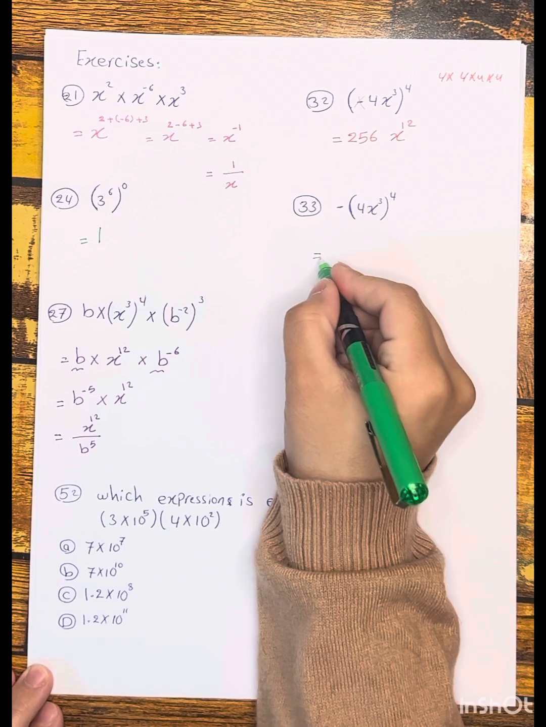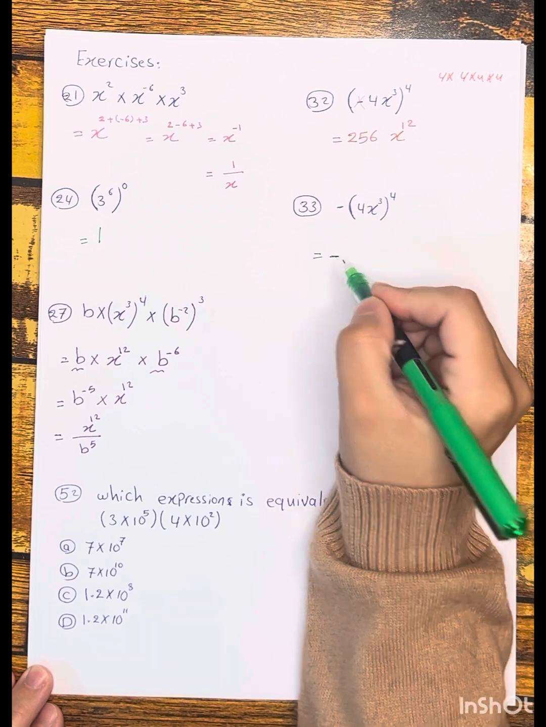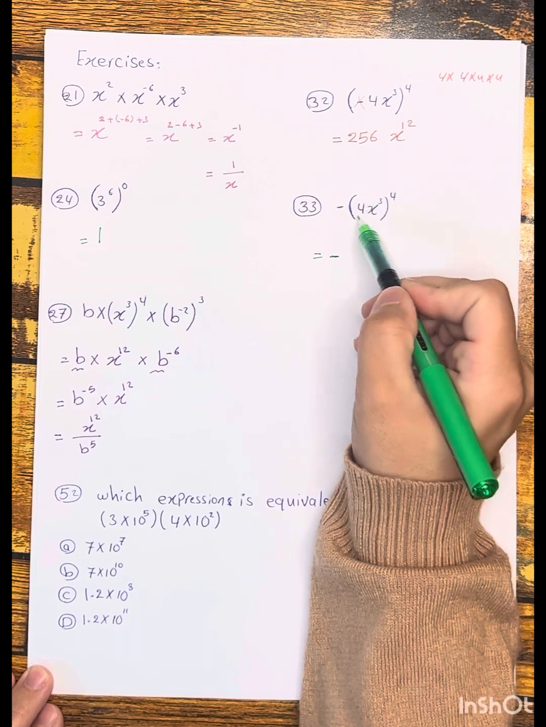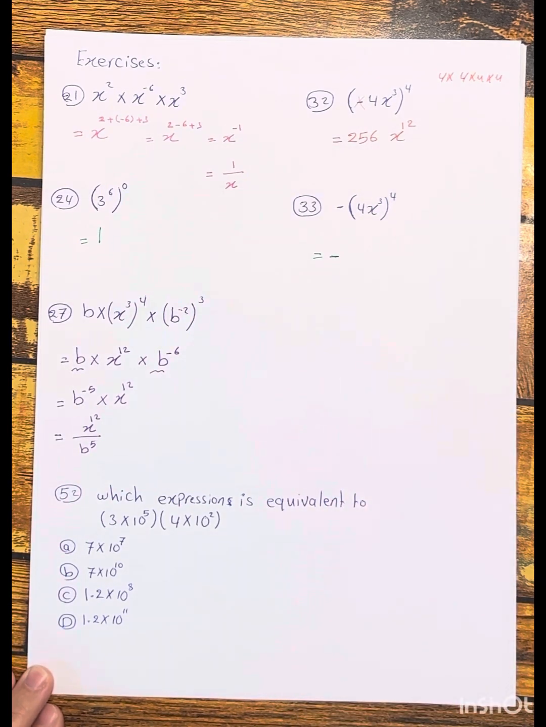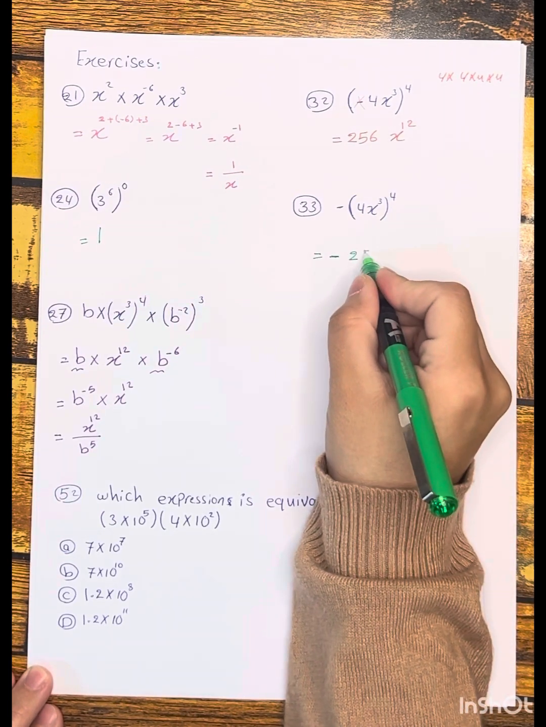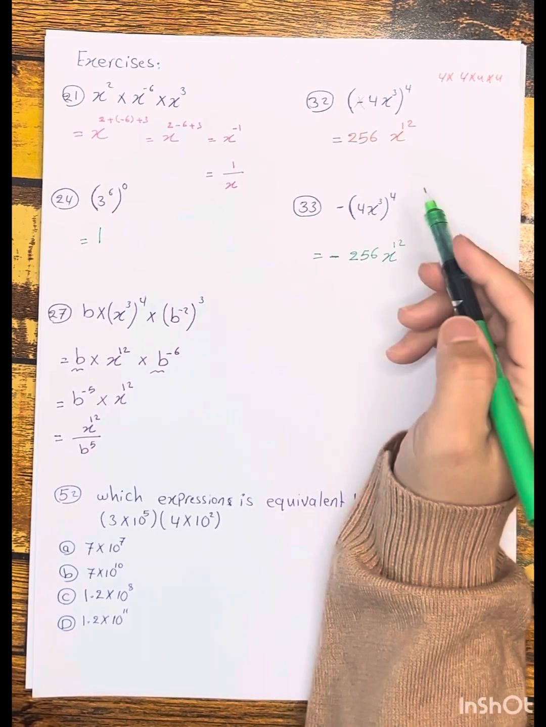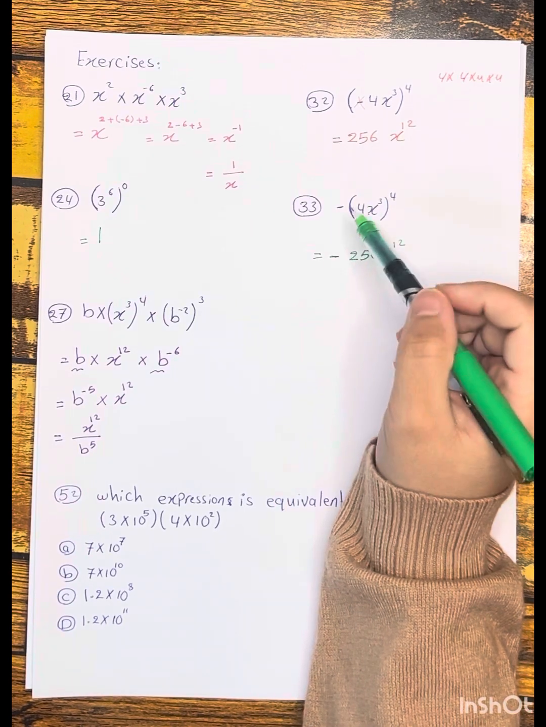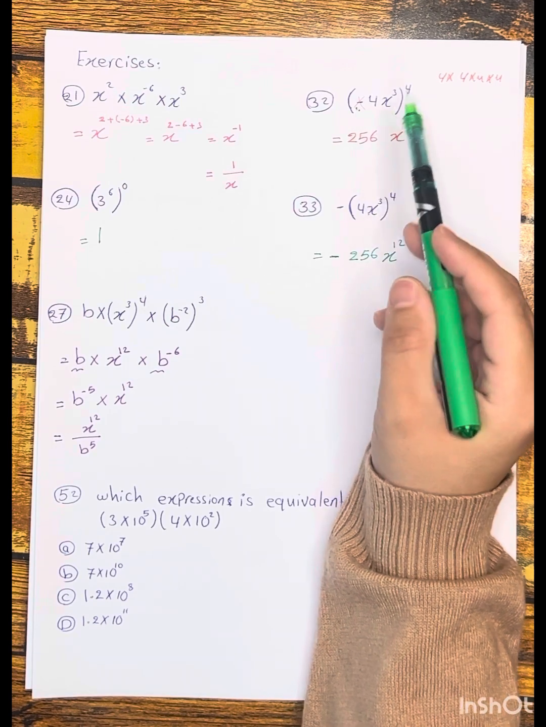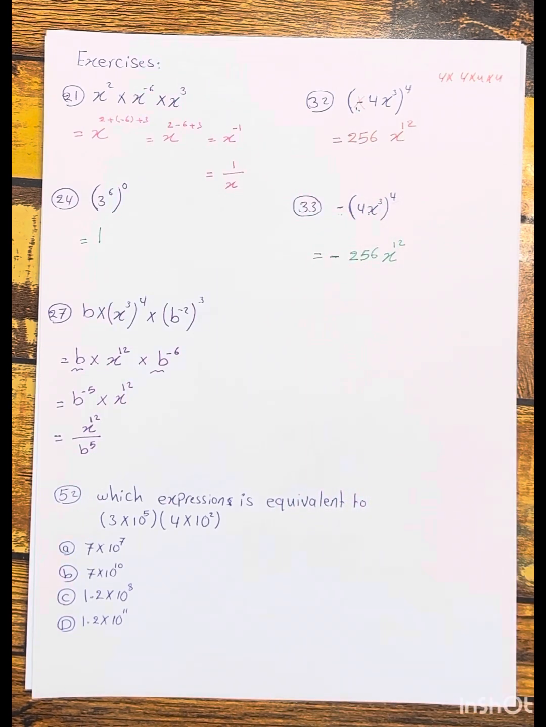Question 33, equal sign. This negative is outside the bracket, so I will write as it is because this power is not for this negative. This power is just for a term inside the bracket. 4 power of 4, as we said, it will be 256. X power of 3 raised to the power of 4 will be x to the power of 12. The difference between the two questions, this is negative inside the bracket, so this power is also for a negative side. This negative is outside the bracket, so this power, it's not for a negative sign.